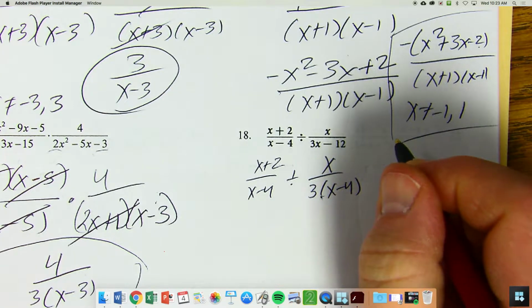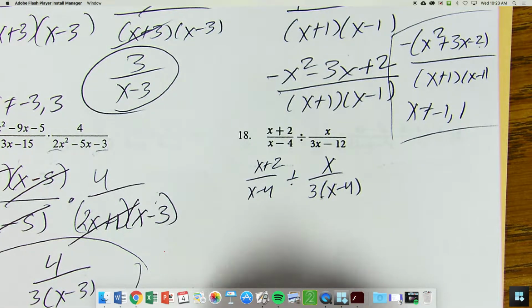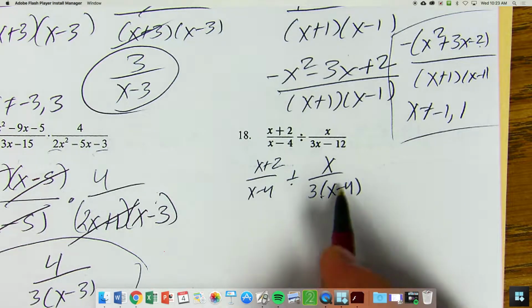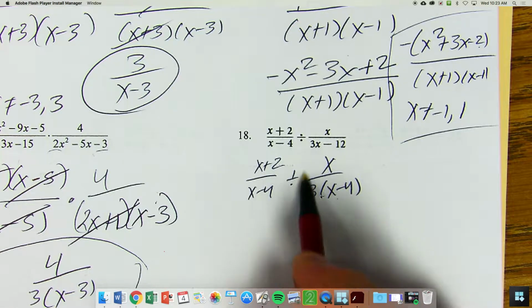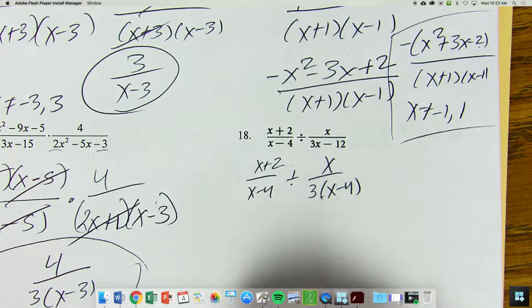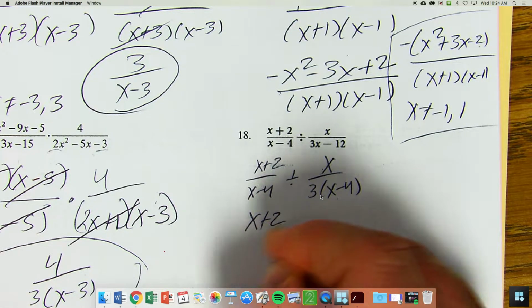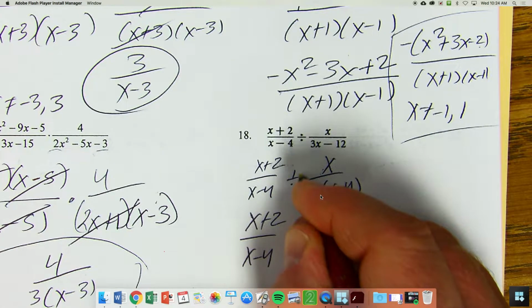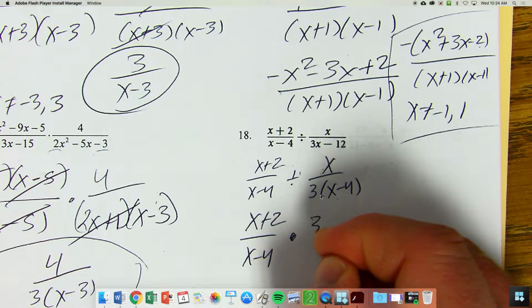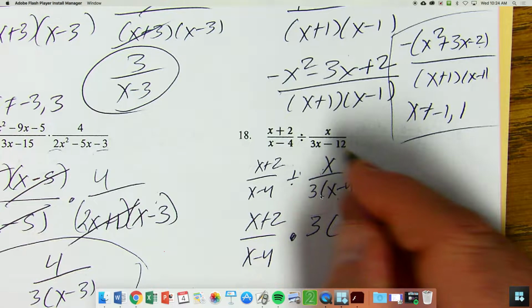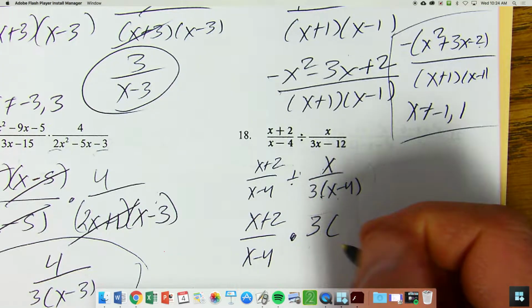Okay, that's going to show us that our excluded value is x cannot be 4. Now remember, this divide here also makes x cannot be 0. So now we have to change the divide to a times. Take the second one and flip it.